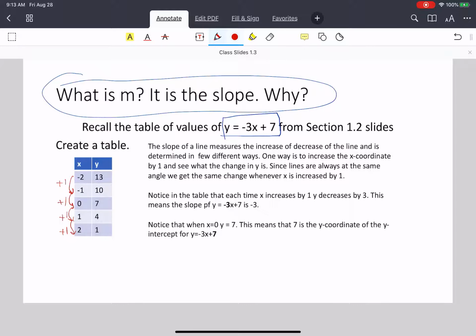Let's take a look at y and see what happens to the y value when we change x. So from 13 to 10, we decreased by 3, 10 to 7, decreased by 3, 7 to 4, 4 to 1. Each time y seems to be decreasing by 3. So what that means is that when x increases by 1, y decreases by 3. So this means that the slope of this line is actually negative 3.